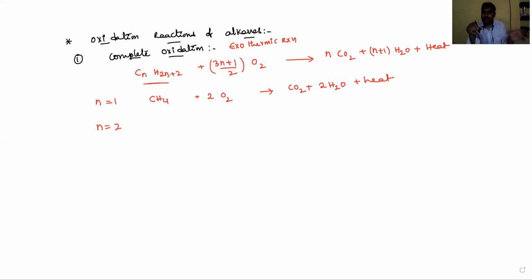CnH2n+2 on complete oxidation requires (3n+1)/2 moles of oxygen, and produces n moles of CO2 and n+1 moles of H2O. For n equal to 2, it forms CH3-CH3. Substituting, (6+1)/2, that is 7/2 moles of O2, means 3.5 moles of O2 is required. It produces 2 moles of CO2 and, since n is 2, 2+1, 3 moles of H2O, and heat. It releases heat. Okay, this is about complete oxidation.